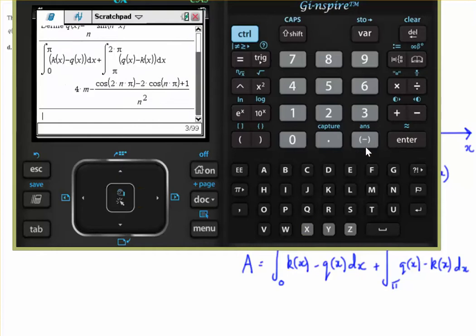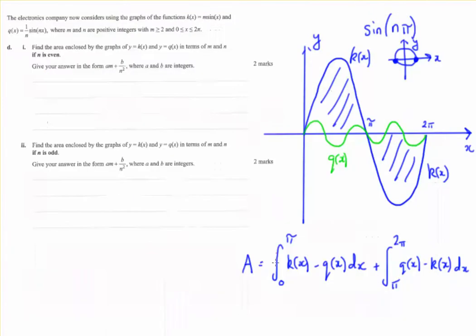What do we get? We get this expression, and this expression is going to be very useful to help us find our answer. So let's write down this area expression. We get 4m minus the cosine of 2n pi minus 2 cos n pi plus 1, all divided by n squared.